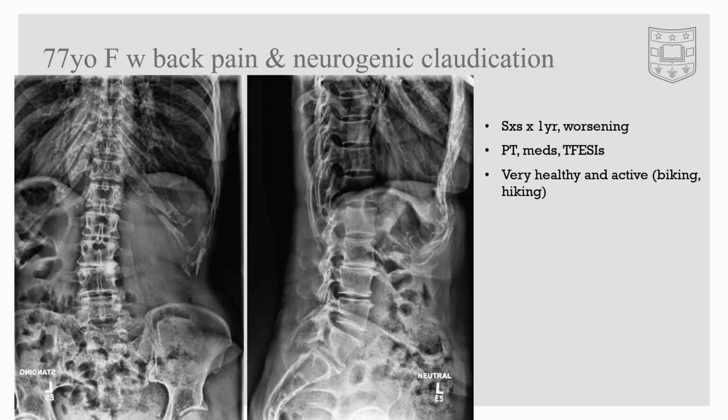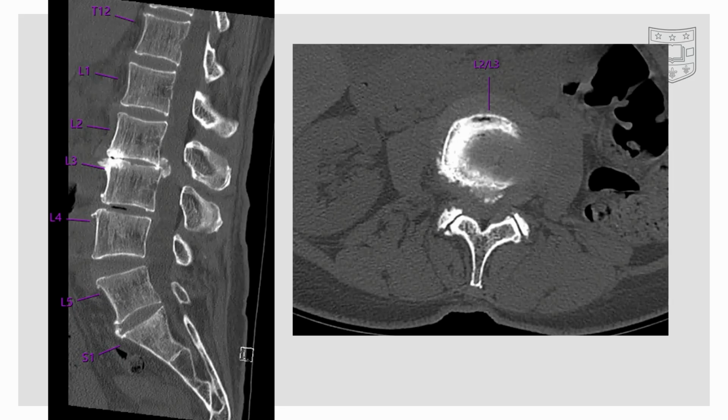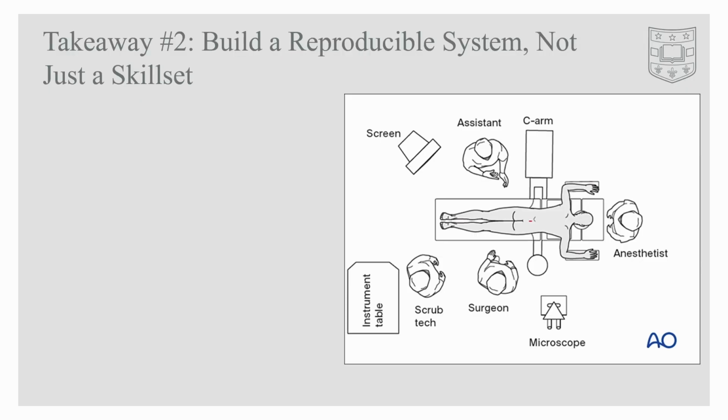Next is a 77-year-old female with back pain and neurogenic claudication, very active, had failed all non-operative treatments, has severe disc and asymmetric disc collapse at L2-3, and severe stenosis at that level. And calcified disc at that level. So I treated her with a L2-3 prone lateral fusion, and I also did a direct decompression given the calcified stenosis. She's over a year post-op. Those are her 1 year post-op x-rays, doing well. So these are kind of simple cases that I think are appropriate when you're still learning quite a bit.